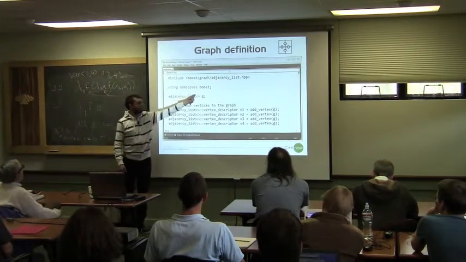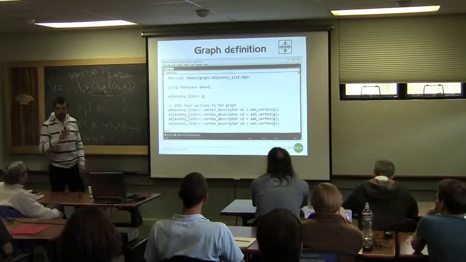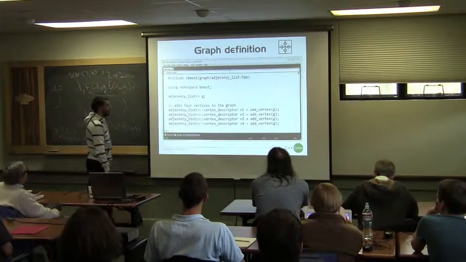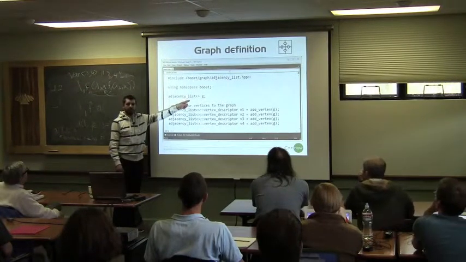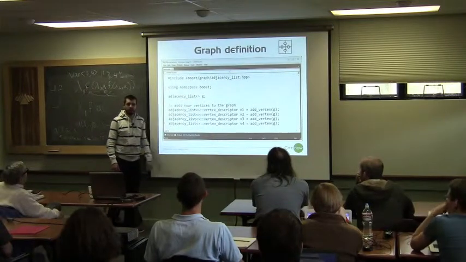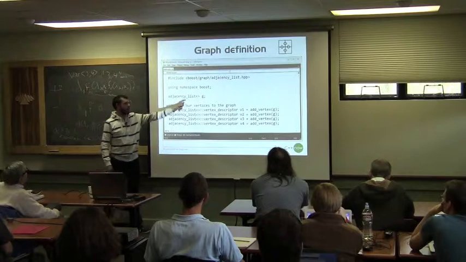You also see that everything which is defined in Boost Graph is in the namespace Boost. So there's nothing like Boost Graph or something else. It's just Boost. And you see adjacency list is a template, but at this point we don't care about the template parameters either. We just instantiate adjacency list and have our graph.